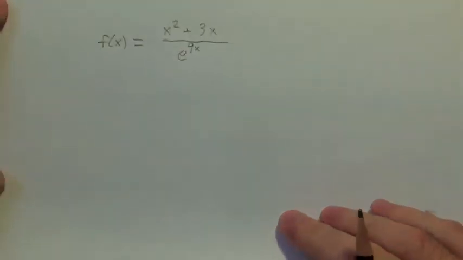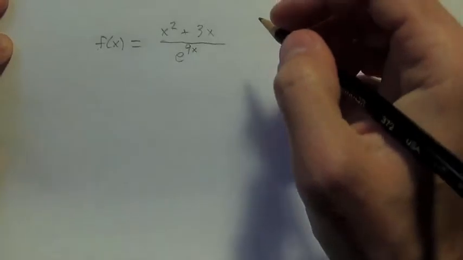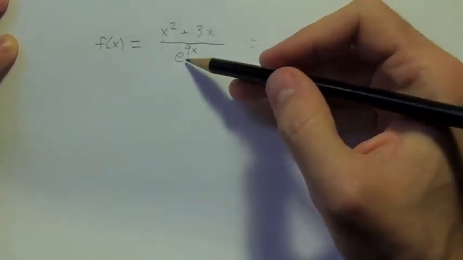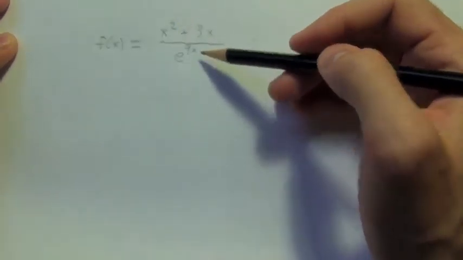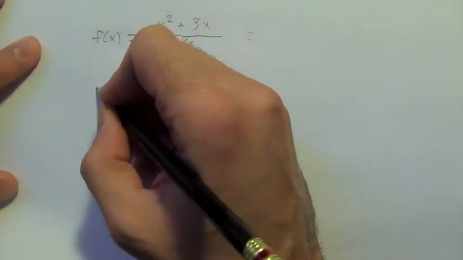Okay, let's say I want to take the derivative of x squared plus 3x over e to the 9x. Now you might think, why don't we just split up the fraction like we did before? The reason is that if we did, I'd have x squared over e to the 9x, and that would end up having to do the quotient rule twice anyway. So we can just use the quotient rule here.